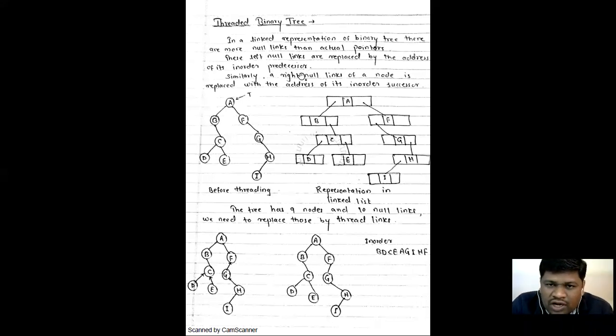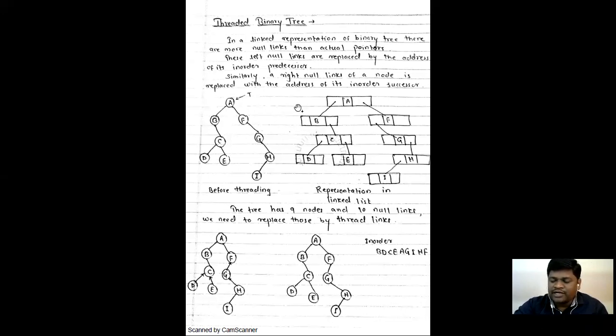Predecessors and successors we are using. The predecessor value we are using for the left link, and the successor value, or address of the successor node, we are using to replace the value of the right null link, right? Now here, who is the predecessor of D?